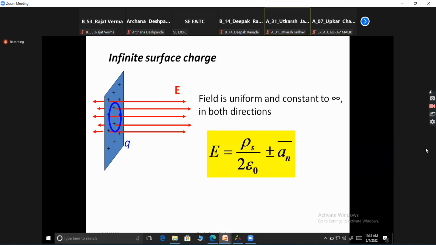So, sir, here we are considering the charge from one side, the area. No, see.